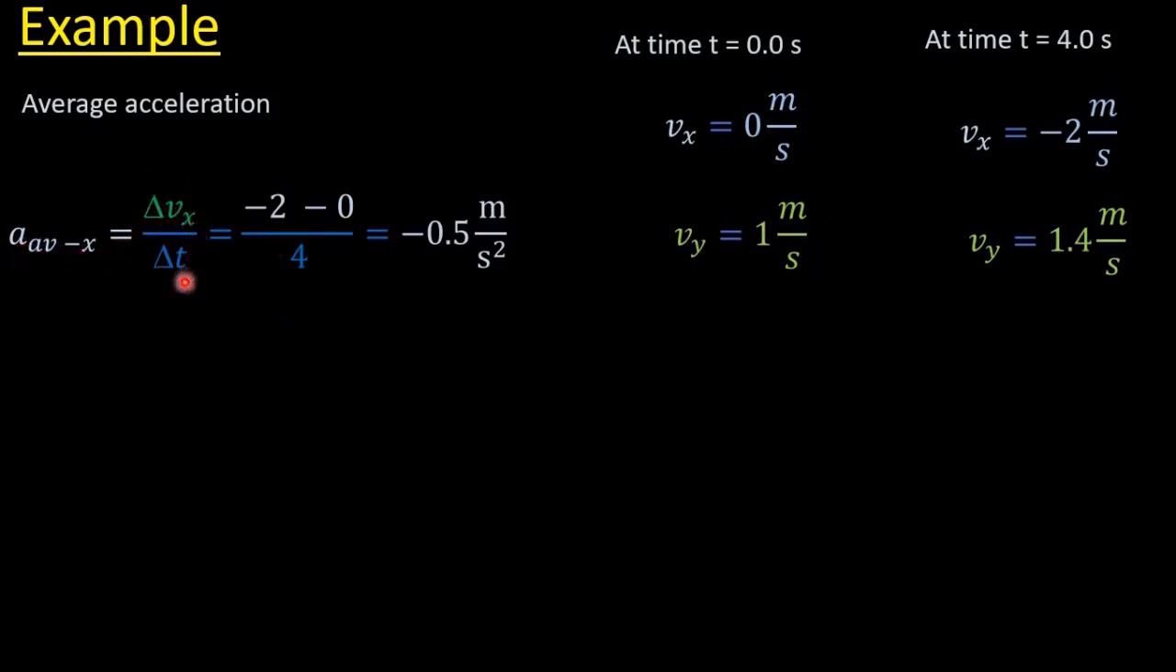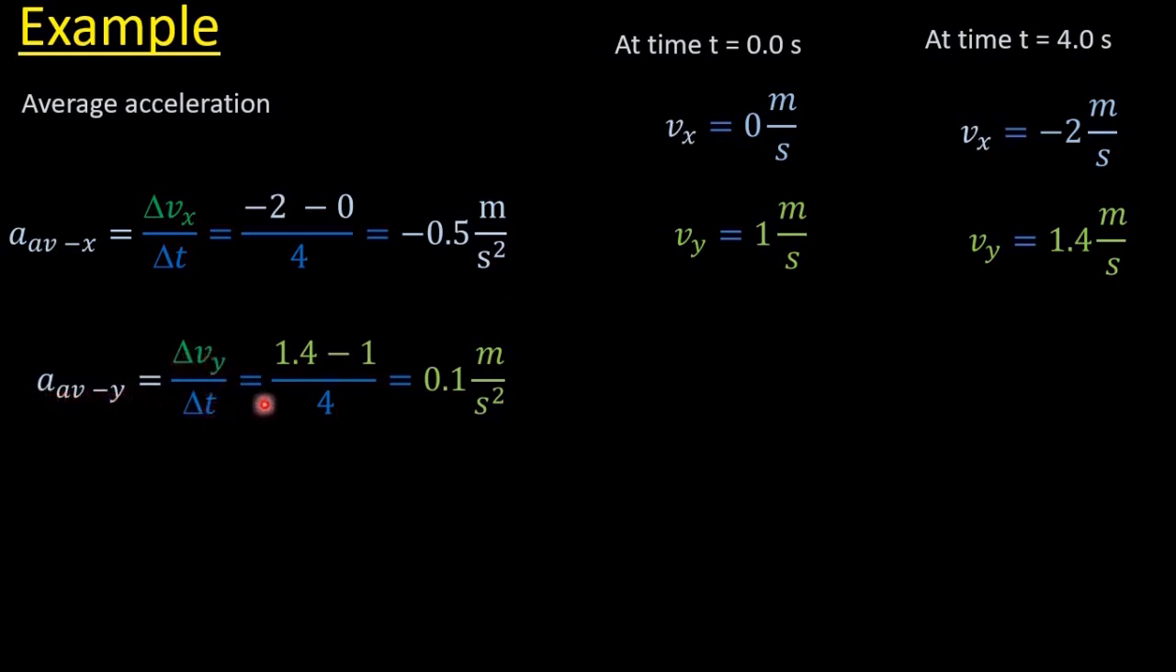Okay, so to find the average acceleration, we say a sub av x equals delta v sub x over delta t. It's going to be minus 2 minus 0, over 4, because 4 minus 0 will just give us 4, which will give us minus 0.5 meters per second squared. Do the same thing again in the y direction, so a sub av y is delta v sub y over delta t, which is 1.4 minus 1, over 4, and that will give us 0.1 meters per second squared. And then we can take that and write that in vector notation. So the average acceleration is minus 0.5 meters per second squared in the i direction plus 0.1 meters per second squared in the j direction.